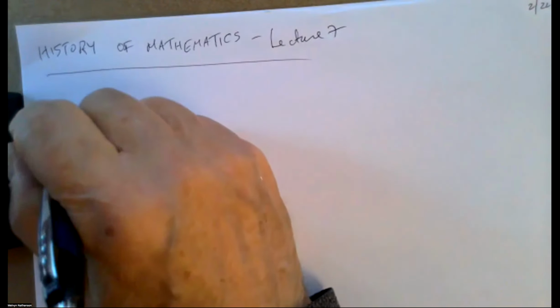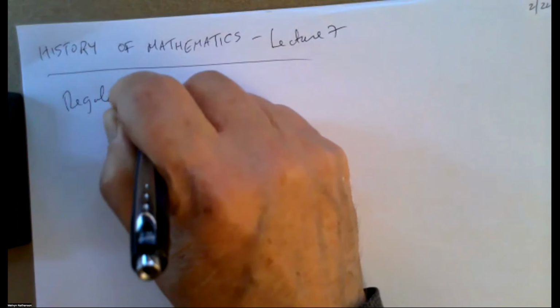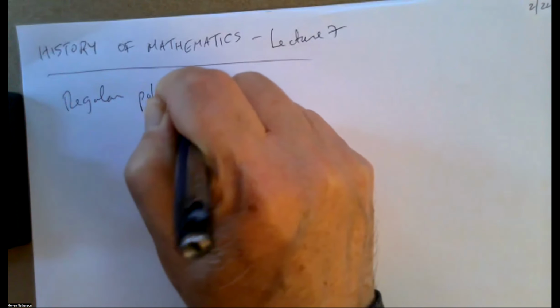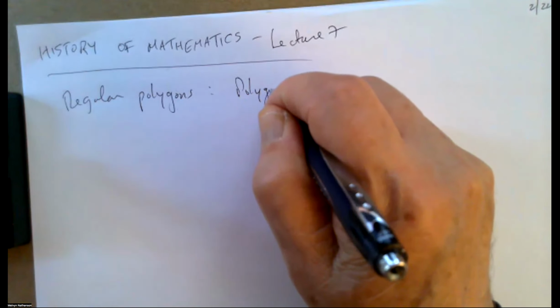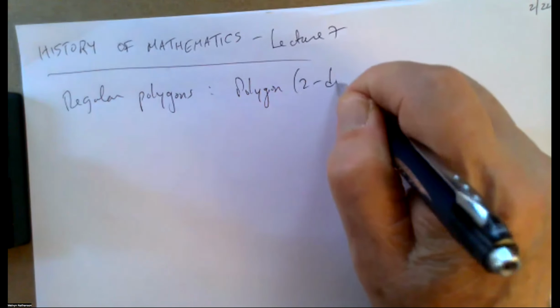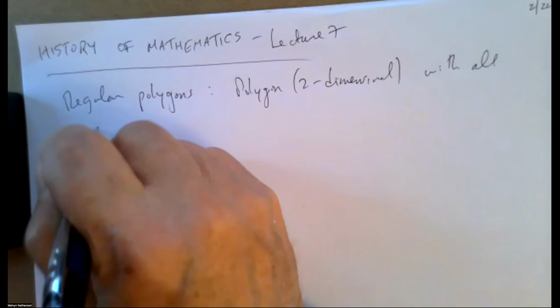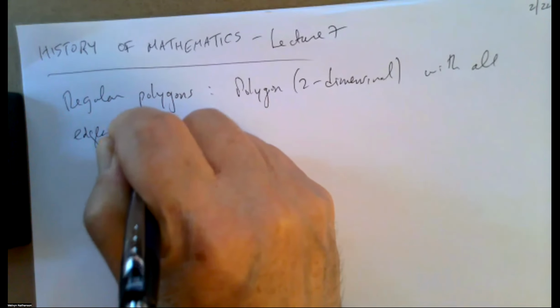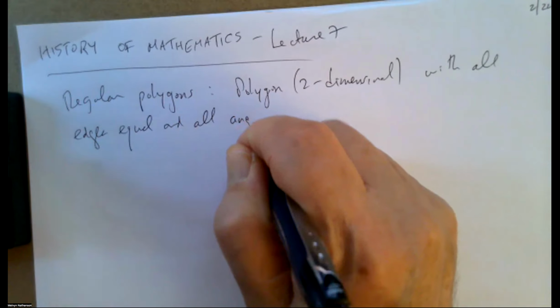So we have what are called the regular polygons. So this is a polygon, which is two-dimensional, with all edges equal in length and all angles equal.